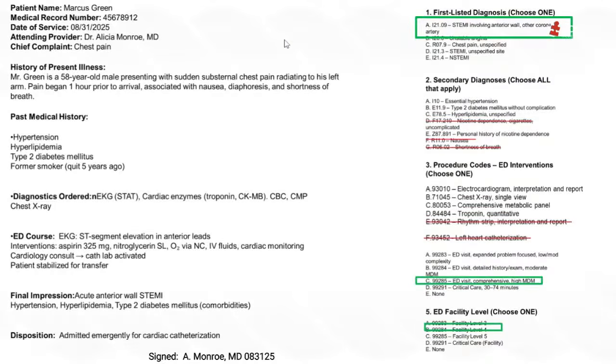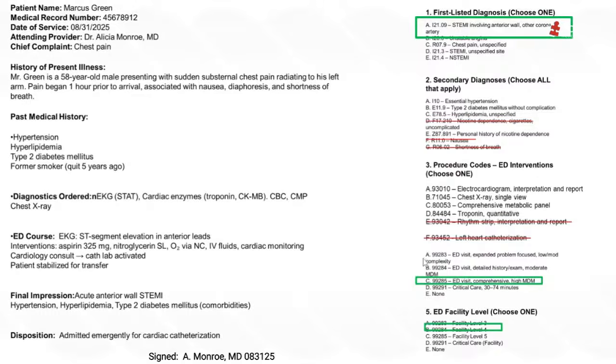All right. So if we had this scenario on the CCS exam, this is how you would have coded it. Number 1, you would code your first listed code, STEMI, involving the anterior wall. Number 2, you would have gotten rid of your nicotine dependence, your nausea, and your vomiting. Number 3, you would have coded for the EKG, the chest X-ray, the CMP, and your enzymes, troponin. You would have gotten rid of E and F.